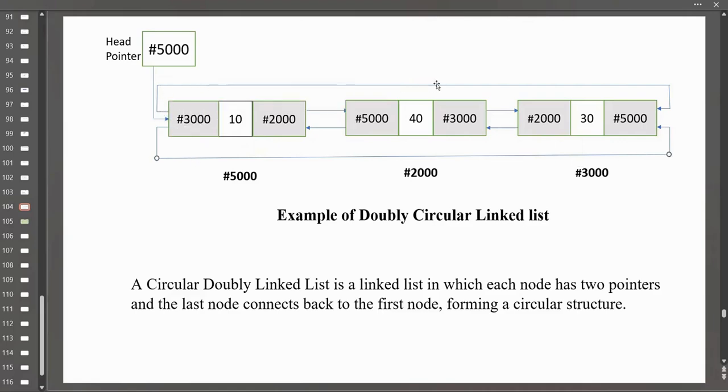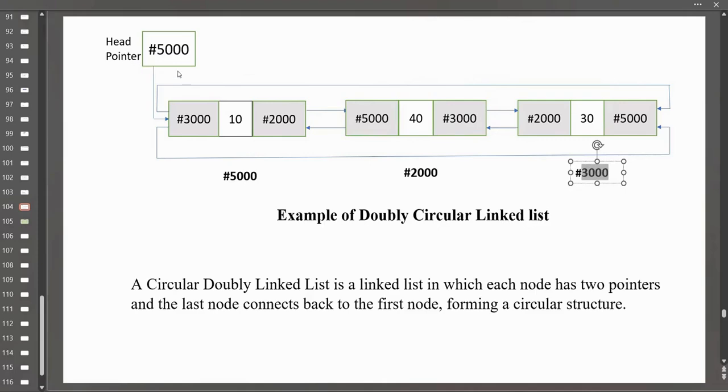You will see the connection in the last node. Okay, so it's also connected with the last node. This is the last node, and the last node's address is 3000. So that's why we are storing 3000 here. Now the first node is connected to the last, that's why it's taking the address of the last node, that is 5000. This 40 contains the address of the previous node, that is 5000. This 40's next pointer is also connected with the next node, that's why it's taking the address of the next node, that's 3000.